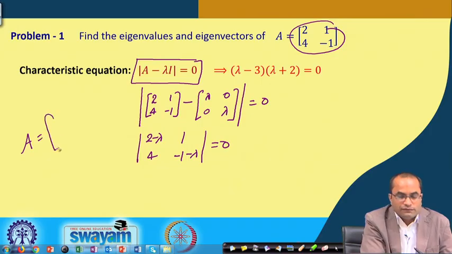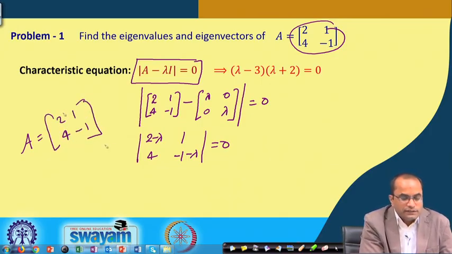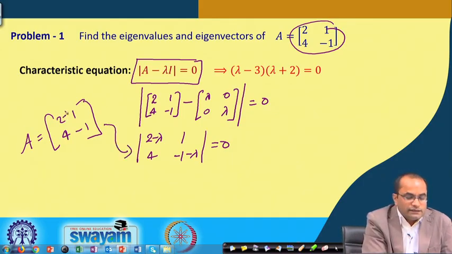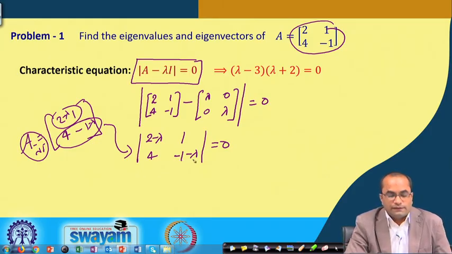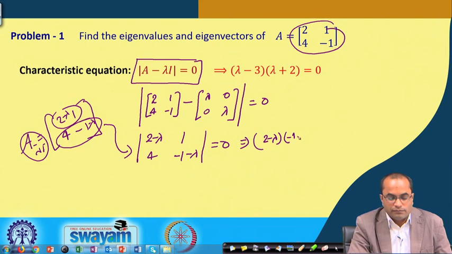The A was given as 2, 1, 4, minus 1. So how do we write the characteristic equation? Just the determinant of this matrix subtracting lambda from the diagonal, that is A minus lambda I. Subtracting lambda from the diagonal, we get 2 minus lambda and minus 1 minus lambda, and this is equal to 0. Now the determinant value is this product: 2 minus lambda multiplied by minus 1 minus lambda, and minus 4, is equal to 0.